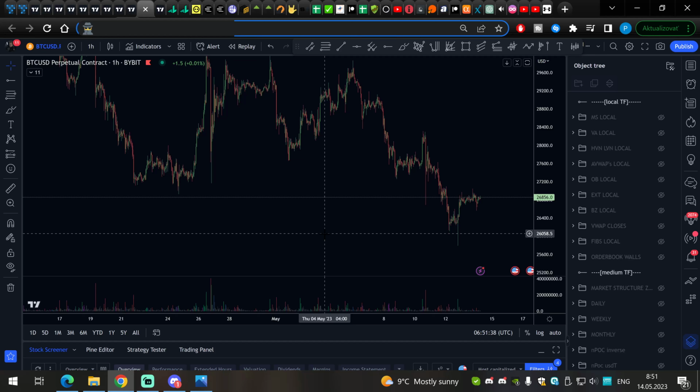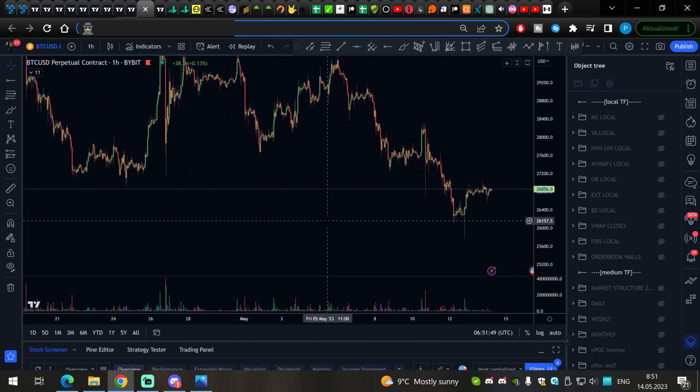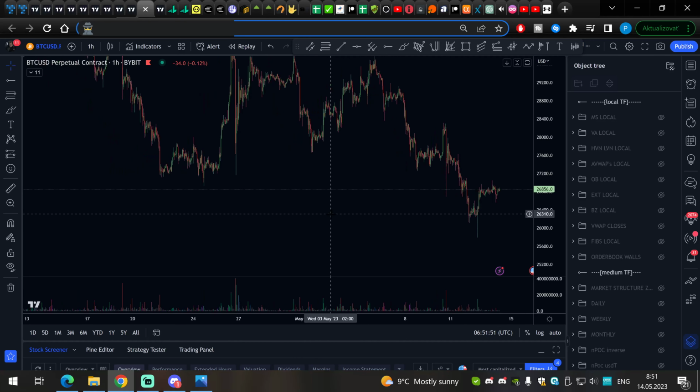So it works really well, and swing failure patterns are actually my account builders. They build my accounts a lot, because they offer really great reward ratios. If the market is doing a swing failure pattern, it's usually a great reward ratio for your trade. So you risk much less than you can gain. Yes, that's the core principle of swing failure pattern.